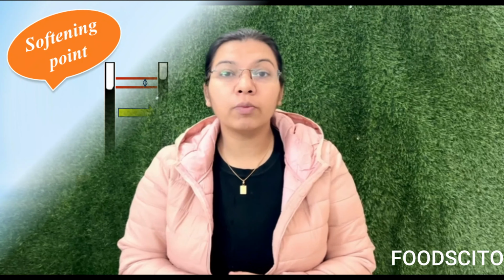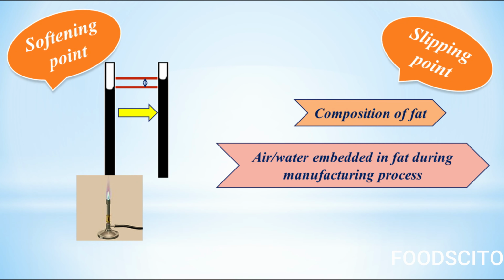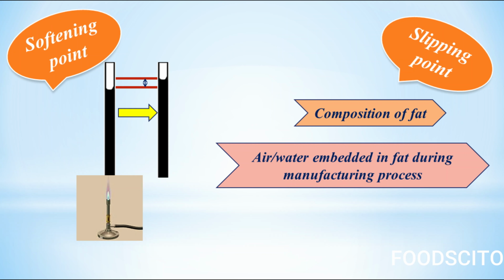Now let's discuss some terminologies related to melting point. First is softening point. As you can see here, we have a capillary tube which is filled with solid fat. Now what will happen if you start heating this capillary tube? Fat will start rising, indicating its softening point, which is used to characterize some fats.